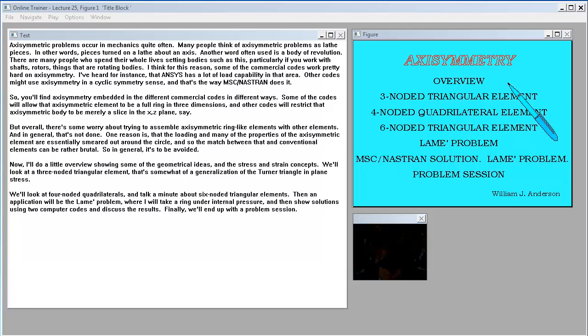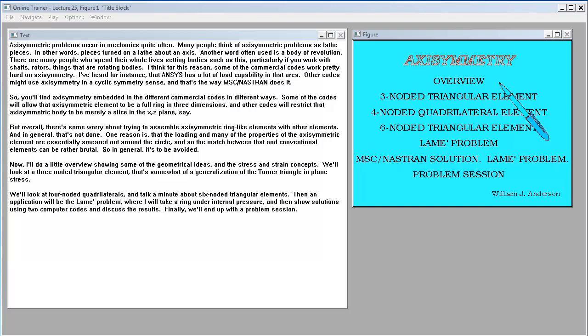Now, I'll do a little overview showing some of the geometrical ideas and the stress and strain concepts. We'll look at a three-noded triangular element that's somewhat of a generalization of the Turner triangle in plane stress. We'll look at four-noded quadrilaterals and talk a minute about six-noded triangular elements. Then an application will be the Lamé problem, where I will take a ring under internal pressure and then show solutions using two computer codes and discuss the results. Finally, we'll end up with a problem session.